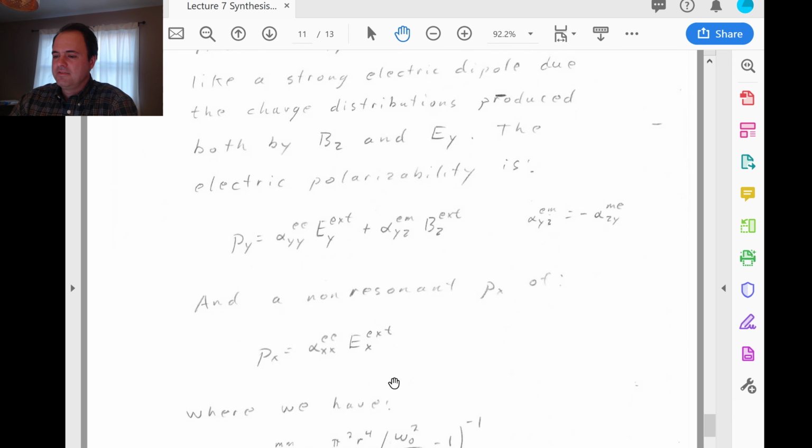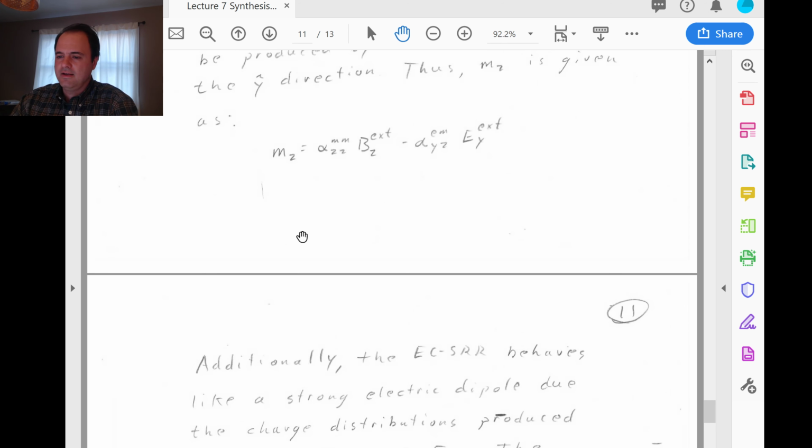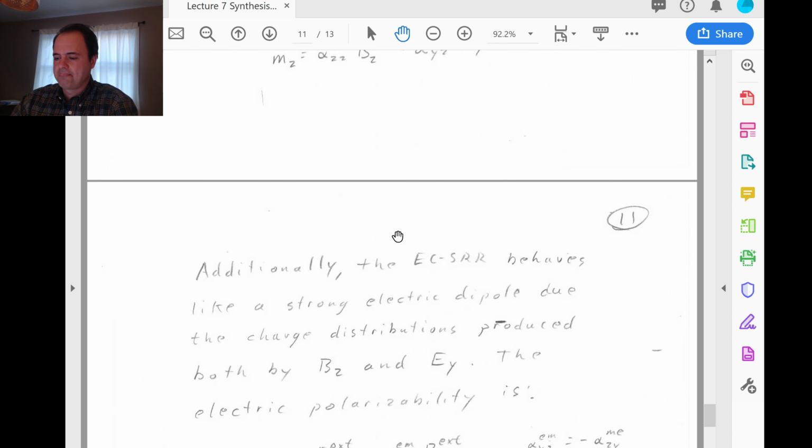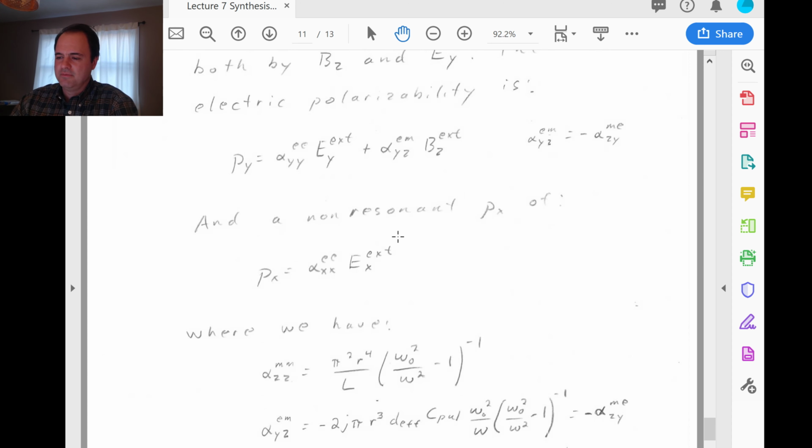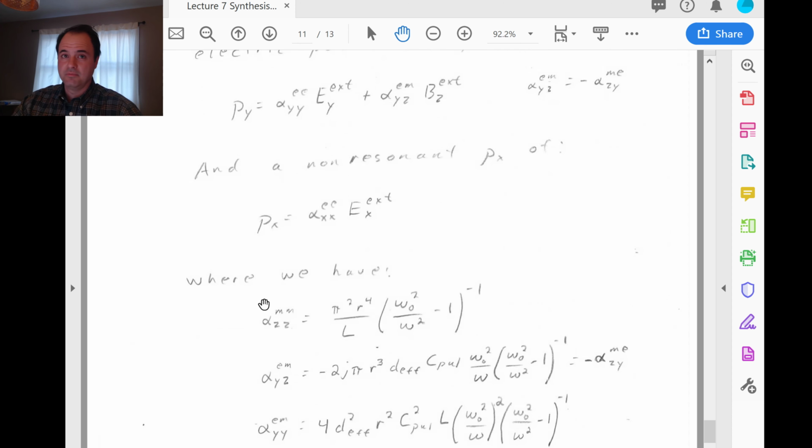So besides all of those that are resonant, the alpha YZ EM, alpha YY EE, alpha ZZ MM, and alpha YZ EM, all right, you also have a non-resonant piece of X that plays a much smaller role. In fact, it's just there. It doesn't produce the negative mu that we're looking for, but it is there. So we write it down for completeness' sake as this. All right.